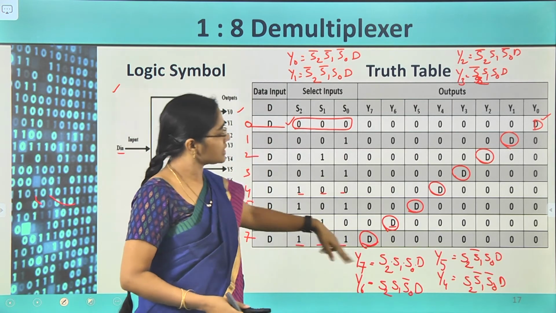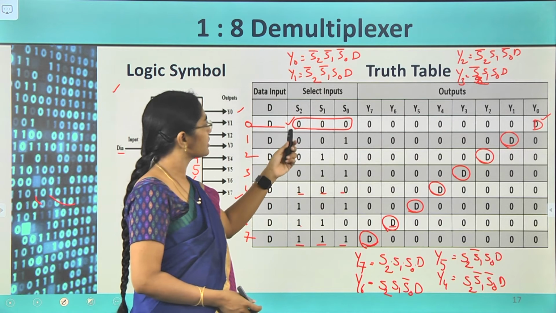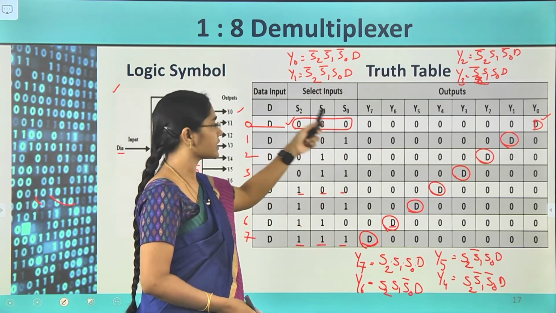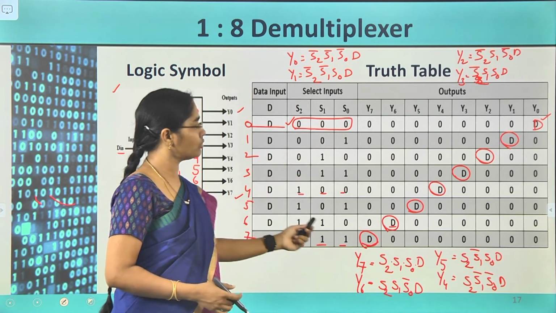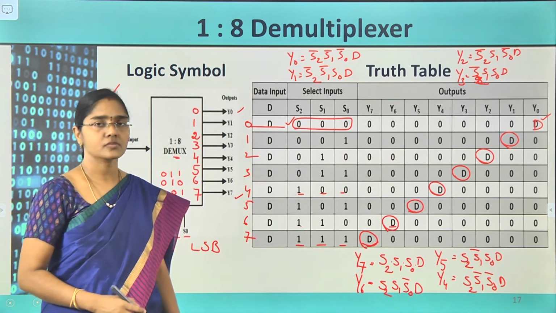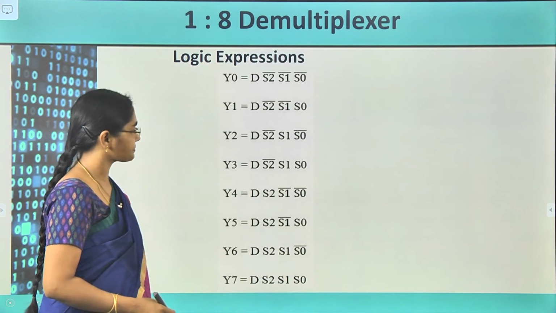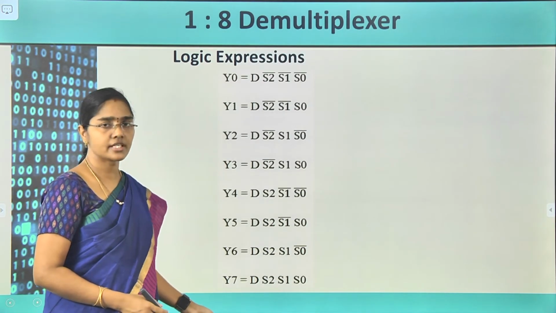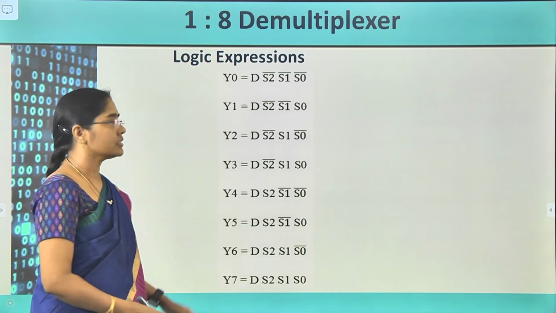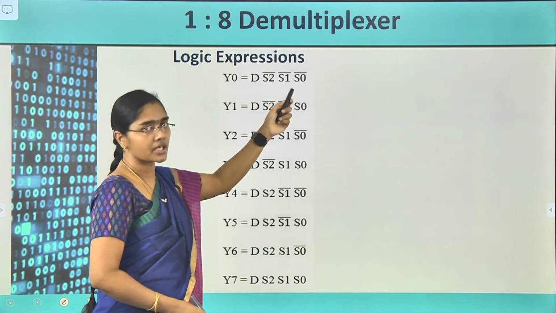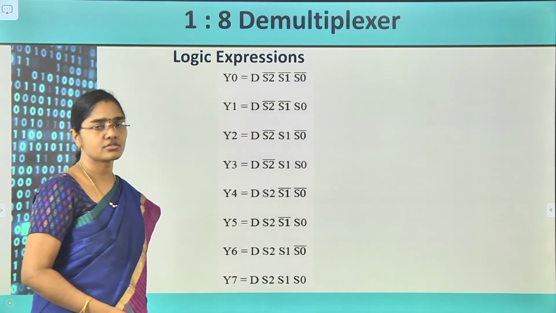So all these are logic expressions. Logic expressions are written based on the values of the selection lines, either 0 or 1, into D. These are 8 logic expressions starting from Y0 to Y7, that is D into S2 bar, S1 bar, S0 bar up to D into S2, S1, S0.